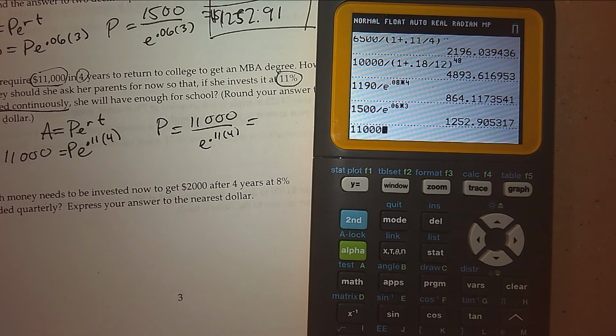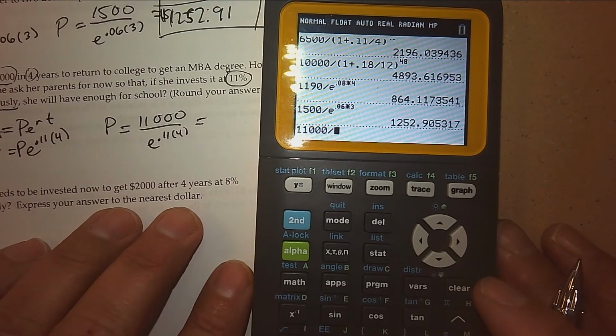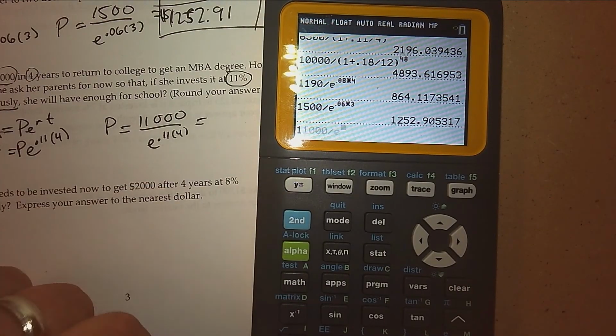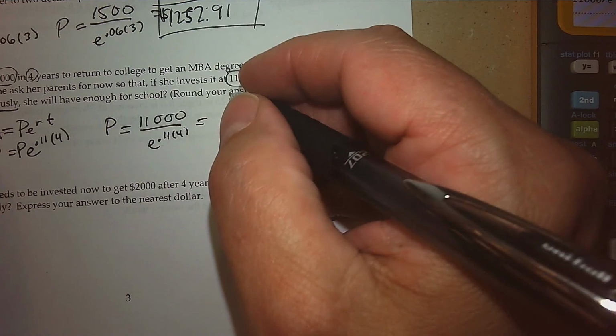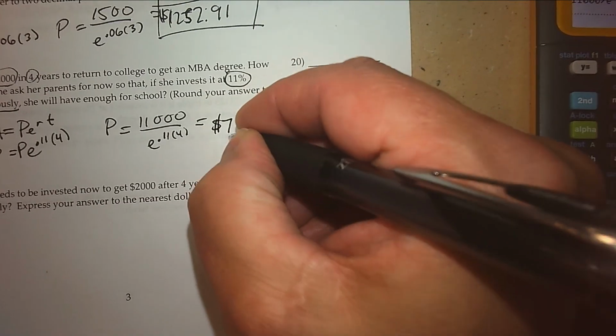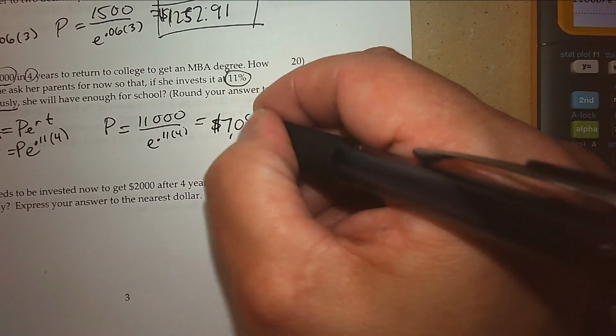That's 11,000 divided by E, and then it's 0.11 times 4 in the exponent, so that's 7,000, and rounded to the nearest dollar would be $7,084.